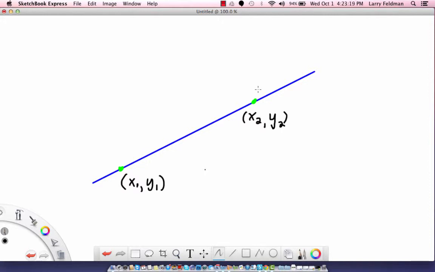Hi guys, Larry Feldman with a lesson on slope and what's called RDQ, or right difference quotient, and how they are related. First of all, a little review about slope.